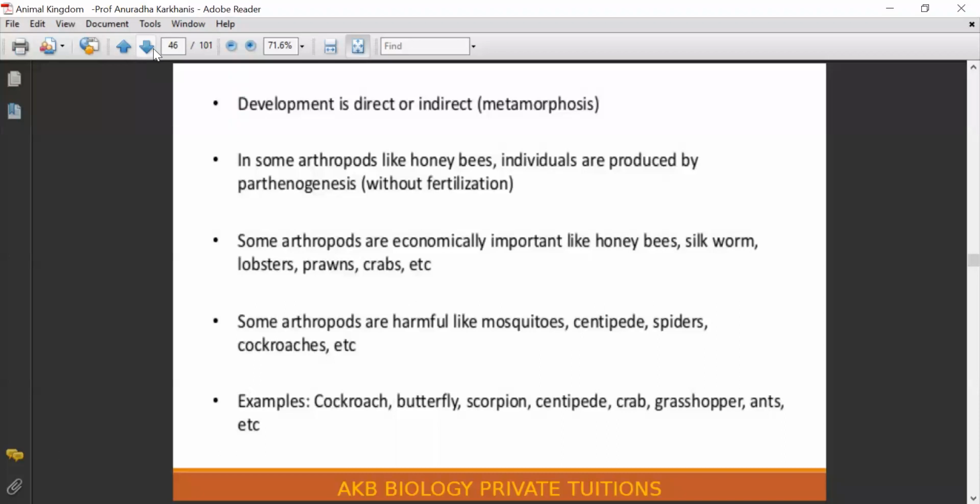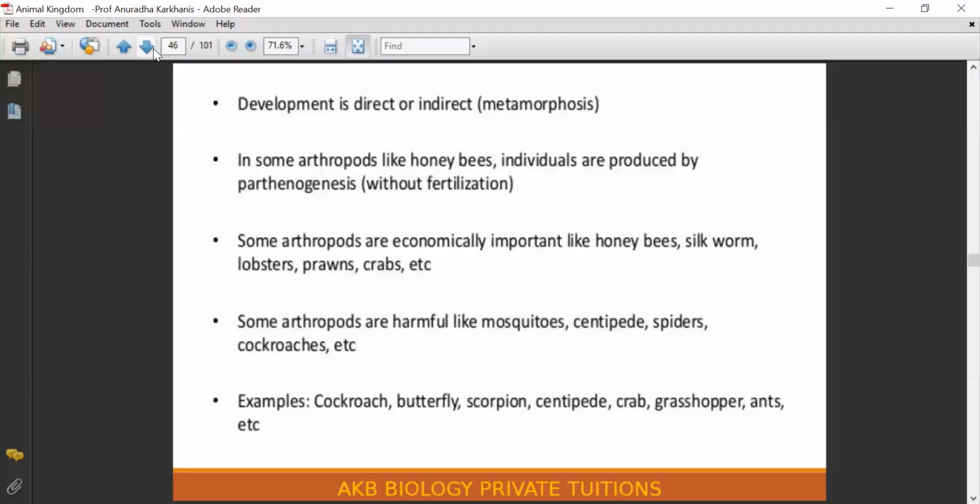Yes. Some arthropods are economically important. Some arthropods like honeybees, individuals are produced by parthenogenesis, that is without fertilization. I think in one of your papers there was parthenogenesis, which some of you had asked me, and I told you that it is formation of the new generation without the fertilization of gametes. So there are honeybees which produce. Of course, example of honeybee हमें करना है in genetics, so we'll be doing that in genetics.